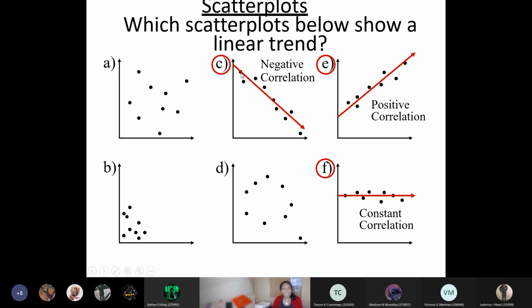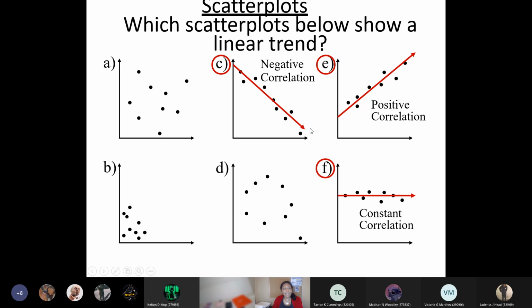So here, if you see this type of graph on your 10 ready, which scatter plots below show a linear trend? You know what the word linear means: line. You know what scatter plots are because we just talked about them today. If they ask you which ones show a linear trend, these three are in such close proximity to each other that they look like they could form a line. That means they have a linear trend.